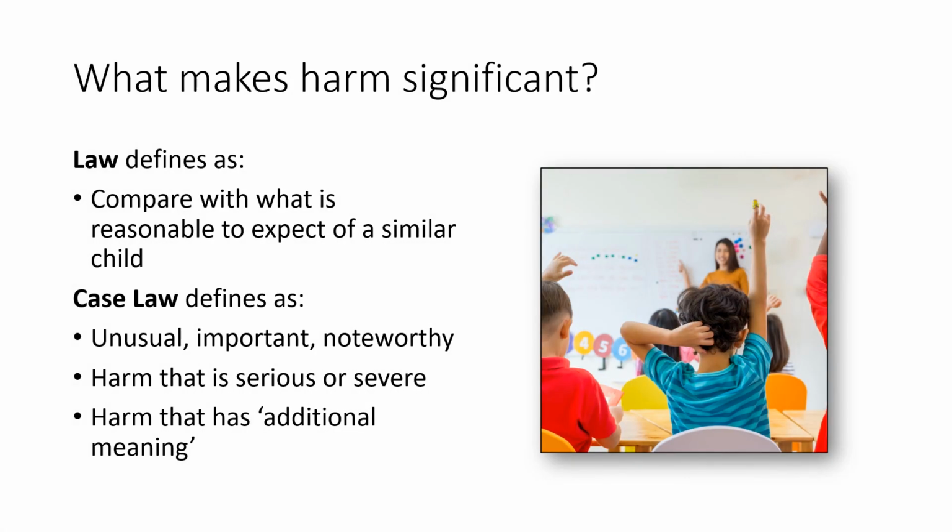What makes harm significant? Significance in law is established by comparing what is reasonable to expect of a similar child. Case law makes this more practical. It identifies two particular features of significance. These are harm that is serious or severe, and secondly, that harm has additional meaning.